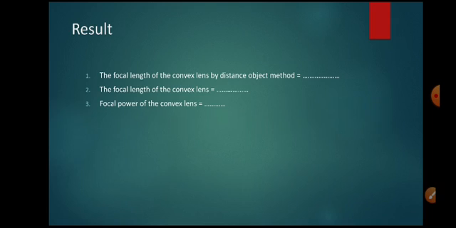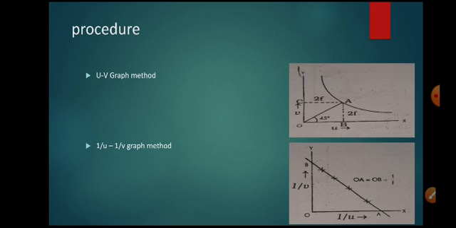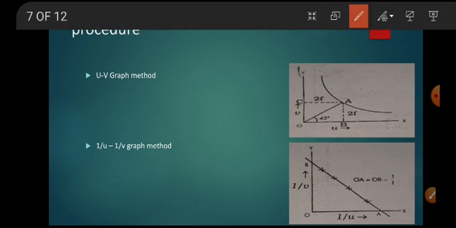To get the 1 by u and 1 by v values, simply do the calculation 1 by u for whatever value you have. From that you will get the u and v values. Now substitute all these values in the formula and take the 1 by u values on the x axis and 1 by v values on the y axis, then plot a graph. Now you will get some points.